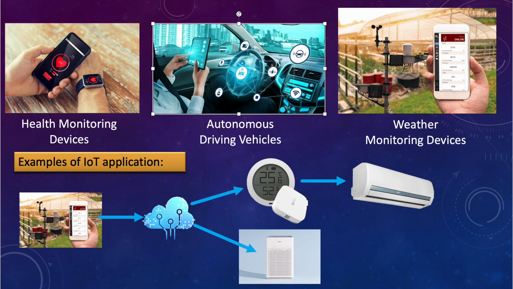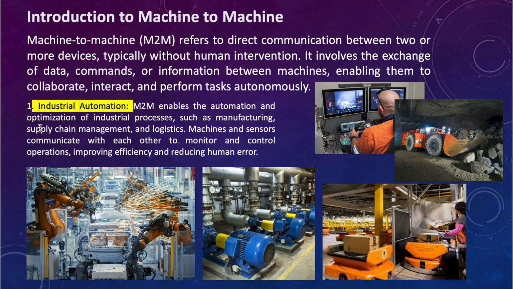So here in machine to machine, we are seeing that in industrial automation, machines and sensors communicate with each other to monitor and control operations. So we are seeing the same scenario, right? We will veer off topic for a small moment here. When we talked about machine to machine, I told you that machine to machine is a term that came before IoT devices.